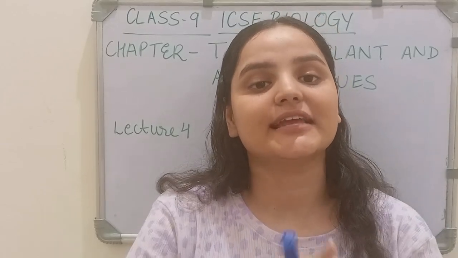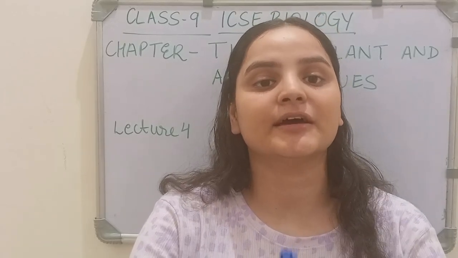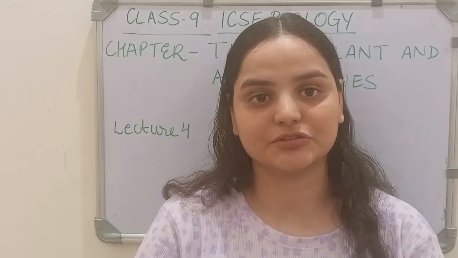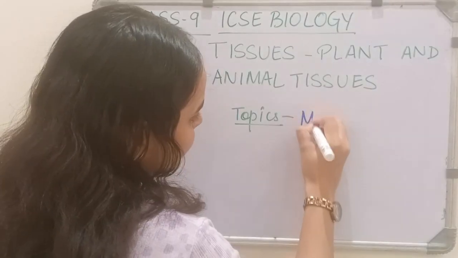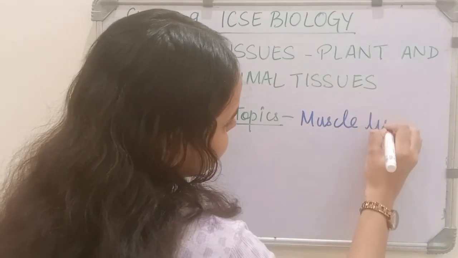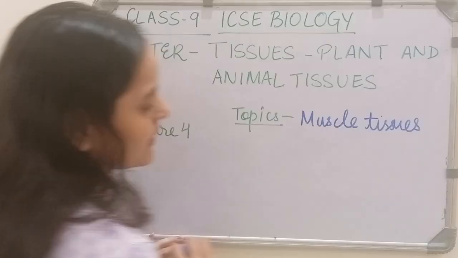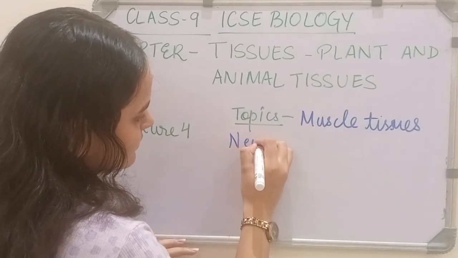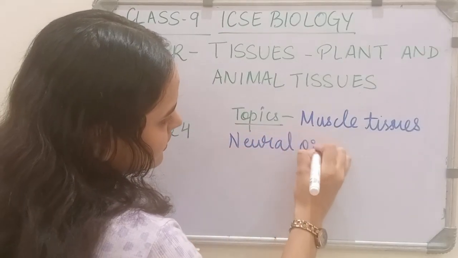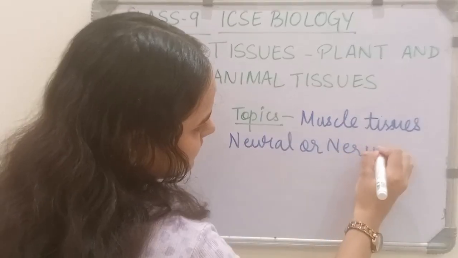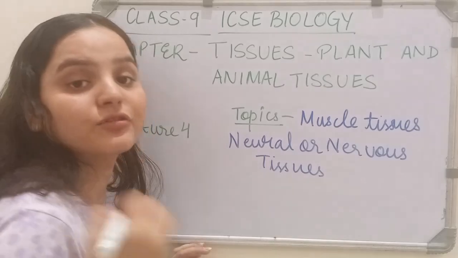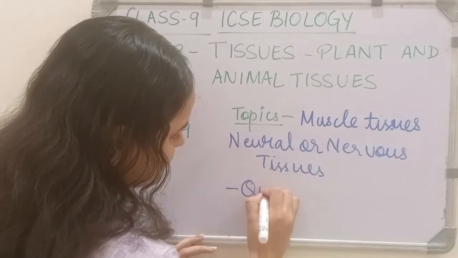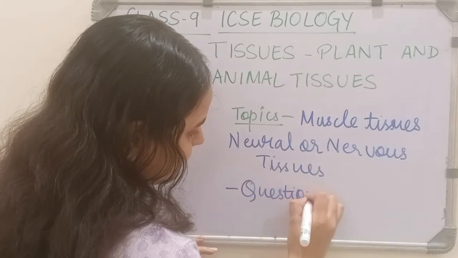This is the last lecture of chapter 9 ICSE Biology, Tissues, Plants and Animal Tissues. And in today's lecture, we are going to cover topics like muscle tissues, then neural or nervous tissues, and also we will be solving some questions. So let's begin with our first topic.